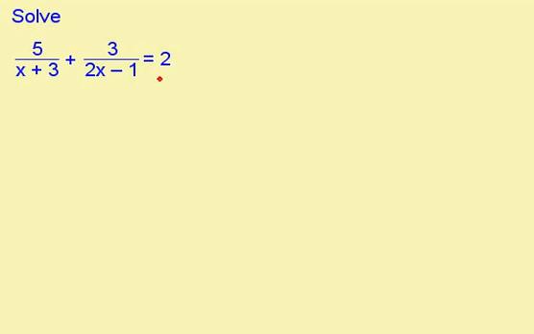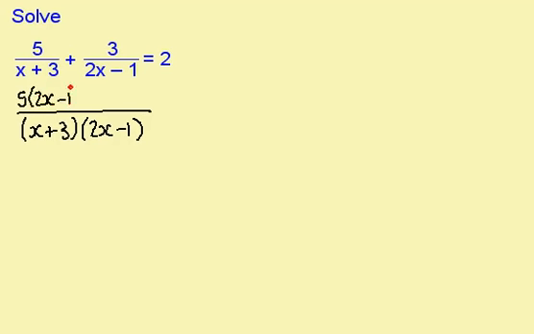In this question, we're still doing exactly the same thing, but it's more difficult. My common denominator this time is going to be x plus 3, 2x minus 1. I can see that x plus 3 goes into this 2x minus 1 times, so I'm going to multiply the 5 by 2x minus 1. I can see that 2x minus 1 goes into this x plus 3 times, so I'm going to multiply the 3 by x plus 3.